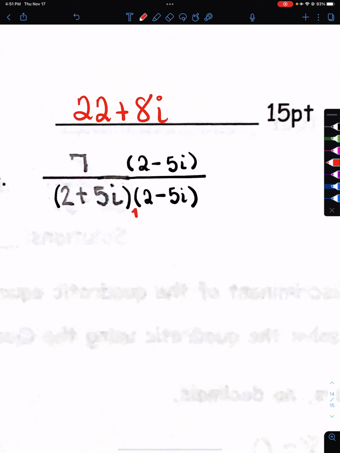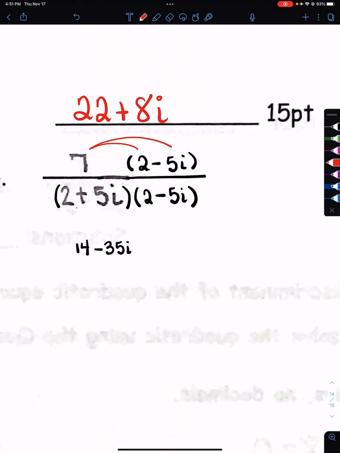Okay? All right, again, look at the operation happening between the two factors. So right here, they are being multiplied. Right here, they're being multiplied. So if they're being multiplied, that's when I can use distribution, okay? So I have 7 times 2. That gives me 14. 7 times negative 5i gives me negative 35i.